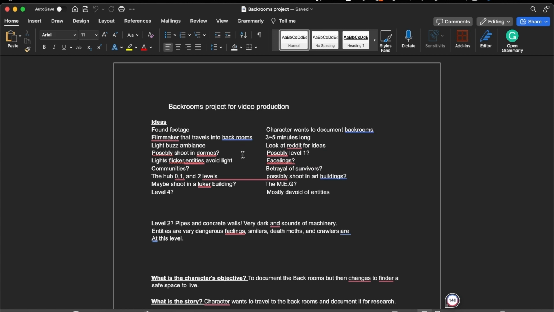That was an idea. Lights, buzzing, ambiance. Just basically anything that would pertain to creating this project I wrote down. 3 to 5 minutes long. Also, it's not 3 to 5 minutes long, so I did not even follow that rule.